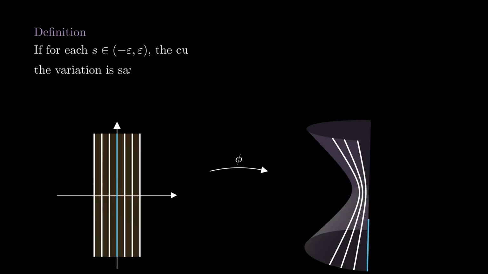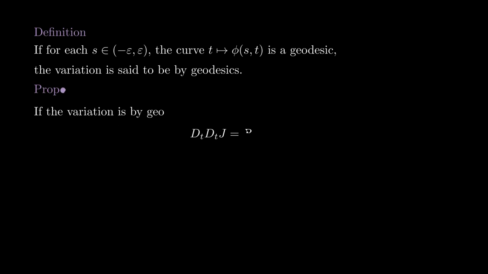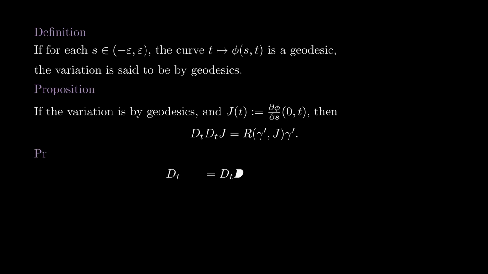When for each s, the curve phi of (s, t) is a geodesic, we say that phi is a variation by geodesics. We will show that the vector fields associated to such variations satisfy a nice equation called the Jacobi equation. Let J of t be the vector field partial phi partial s. When we take the second covariant derivative of J, we get this expression involving the curvature operator. In the lesson about minimizing curves, we showed that by the torsion-free condition of the Levi-Civita connection, D_t partial phi partial s equals D_s partial phi partial t.